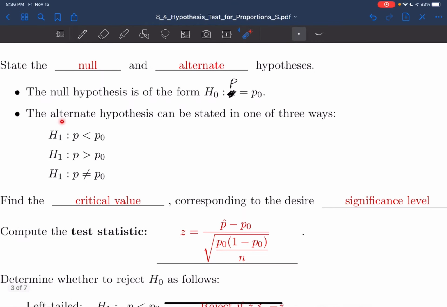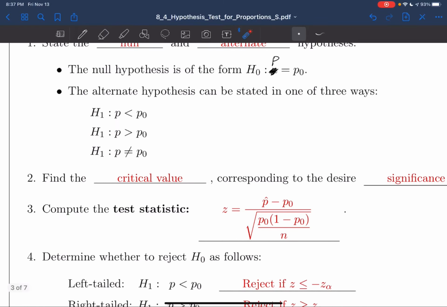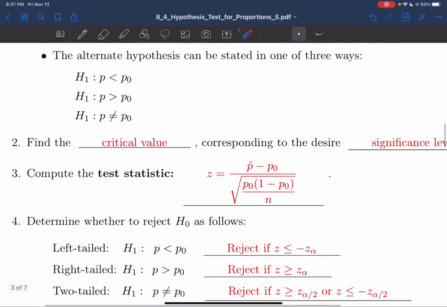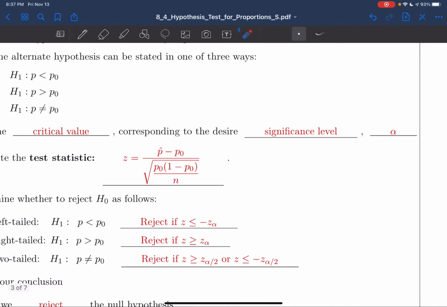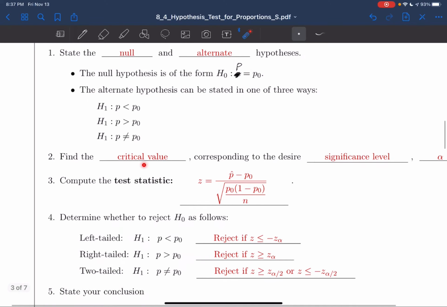And then the alternative hypothesis can be stated in one of three ways: p is less than p naught, p is greater than p naught, and p is not equal to p naught. Depending on which alternative hypothesis we're working with, we have a left tail, right tail, or two tail test. Next, we want to find the critical value corresponding to the desired significance level, alpha, and we find this by using the table that we worked on earlier.